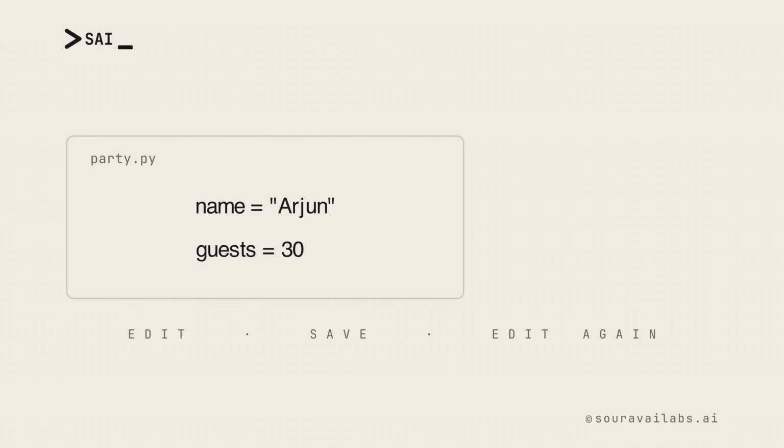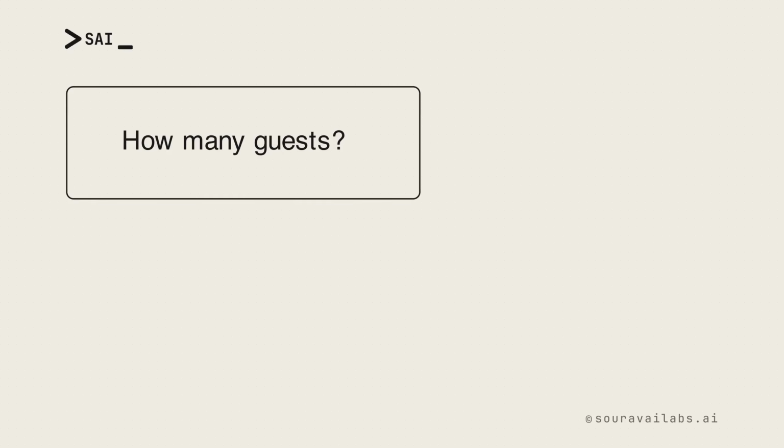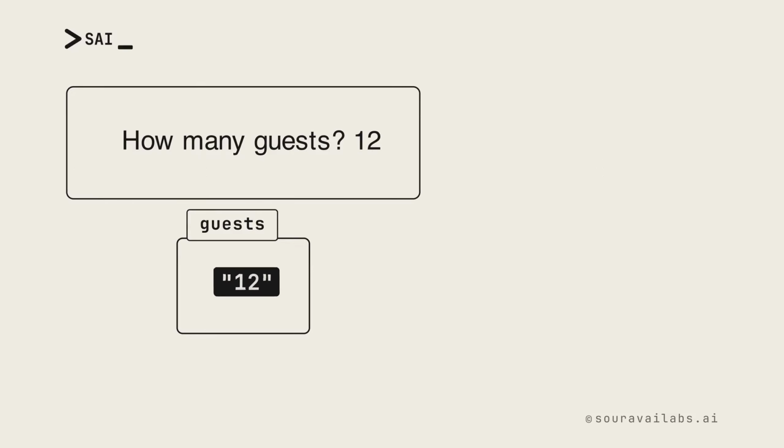A party planner cannot know how many people are coming, so it asks. Here is what asking looks like. The program stops, a question sits there on the screen, the cursor blinks, and nothing else happens at all. It is just waiting for you. You type 12 and press enter, and your answer goes straight into a box. The same labeled box from lesson 1. Nobody edited the file. The program just asked.